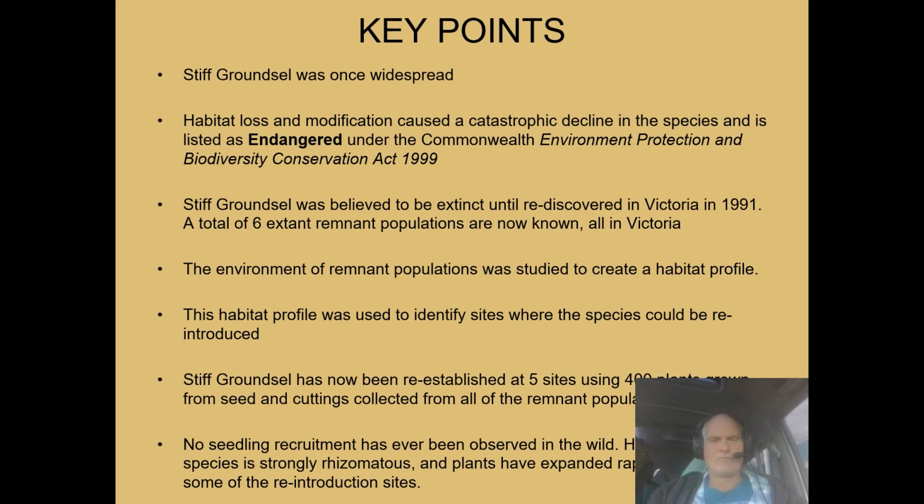Stiff groundsel was actually believed to be extinct until it was rediscovered in 1991, so it was collected fairly widely by botanists back in the 19th century, but then people stopped coming across it and no one saw it for quite a long time until it was rediscovered by a botanist in 1991 near Cope in Victoria. And now we know of a total of 6 extant remnant populations, which are all in Victoria.